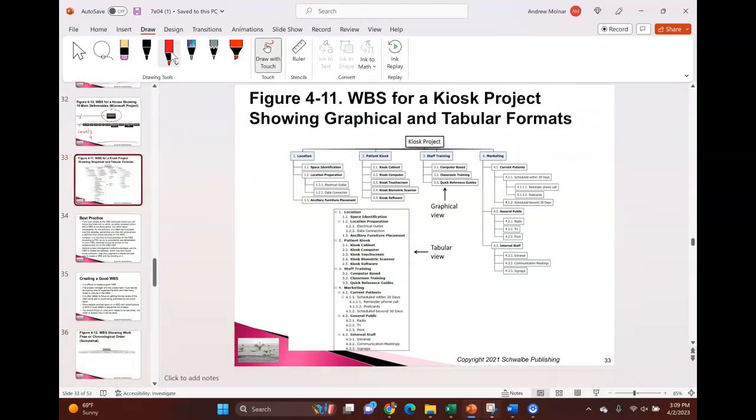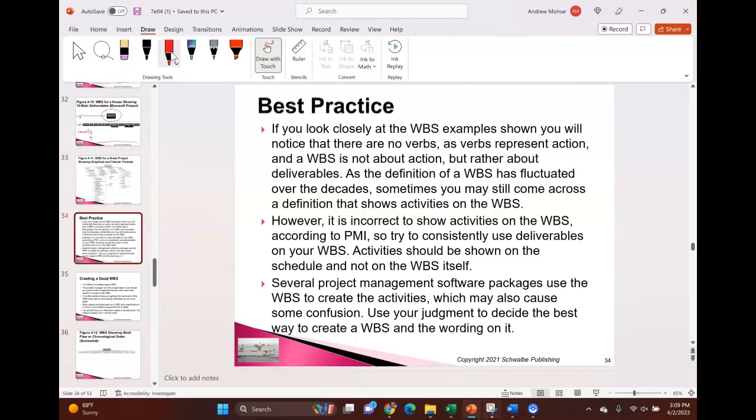Here's another view of the same. This is a kiosk project. I'll let you pause and review that on your own time. This is a best practice.